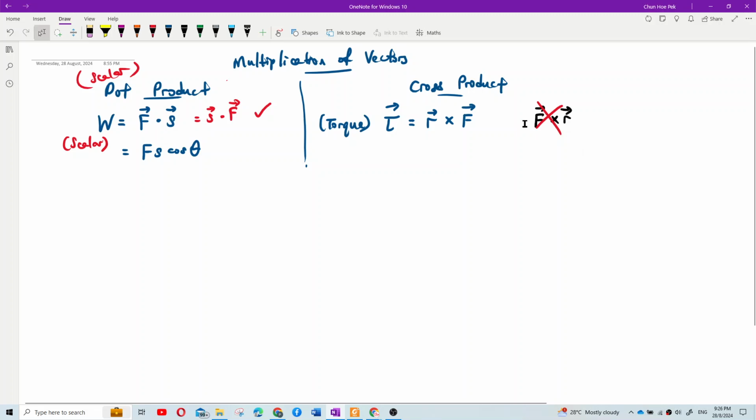I don't want to further elaborate, because this is all because of direction. R cross F and F cross R are different, but F dot S is the same as S dot F. These are some general knowledge only. So make sure you write the sequence correctly. It's R cross F, not F cross R. And for the formula, this one you get F R sine theta.